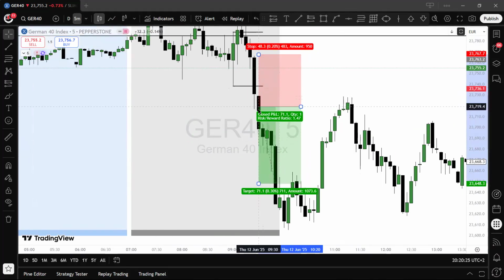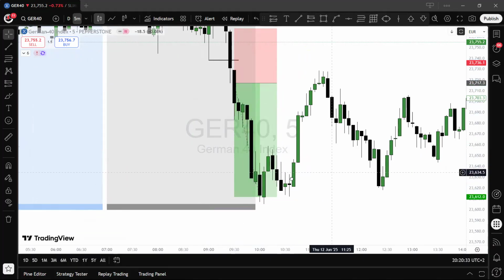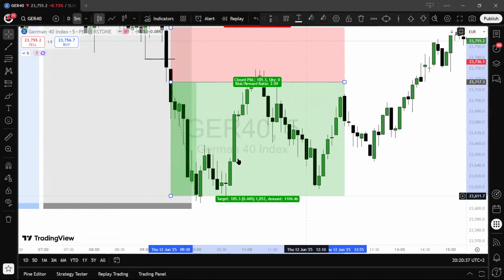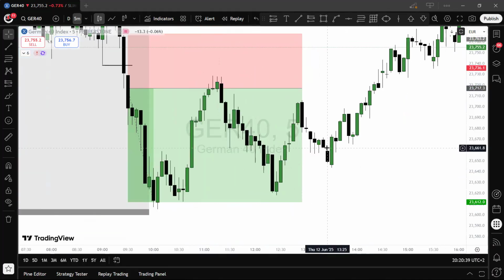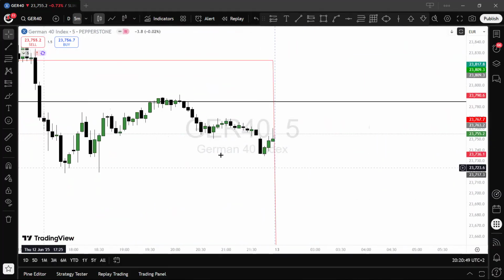Depending on where you enter, even if you enter at the break of this low here, I think you'd still get your 1:2. Let's see. Yeah, there we go. You still get your 1:2. Price still comes back to the TP area, which means it would still have been a good trade. So we were on, what was it? 4 wins, 3 losses. So we're on 5 wins, 3 losses.